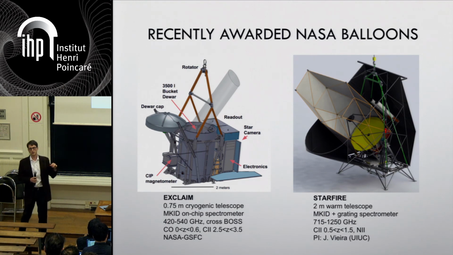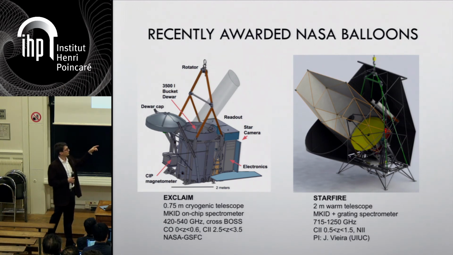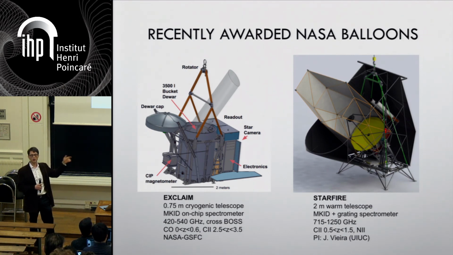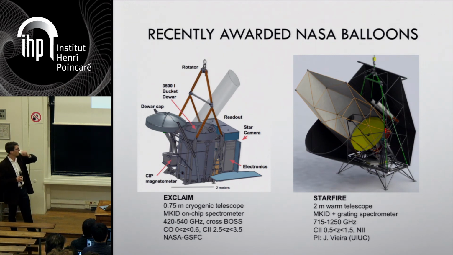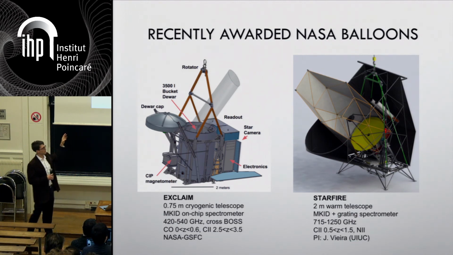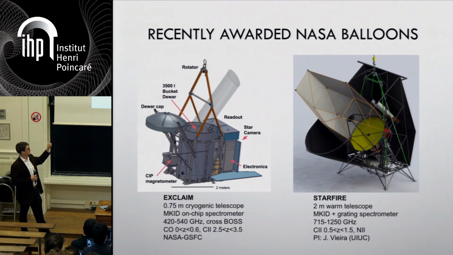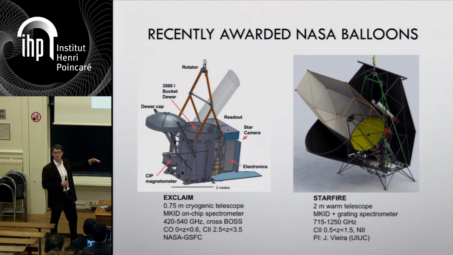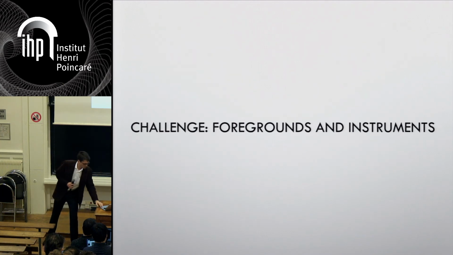I'd like to briefly comment on two NASA missions that were recently accepted for intensity mapping. Starfire is a 2-meter warm telescope with heritage from BLAST that uses a MKID array coupled to a grating spectrometer. It will focus on C II from redshift of 0.5 to 1.5, so the peak of the star formation rate. This is led by Joaquin Vieira at UIUC in collaboration with a number of US universities. EXCLAIM is a 0.75 meter cryogenic telescope, so more like something that would fly in space, and uses an on-chip MKID spectrometer to study CO at lower redshift and C II at higher redshift. So these are, I think, nicely complementary, and that will be very interesting to follow.